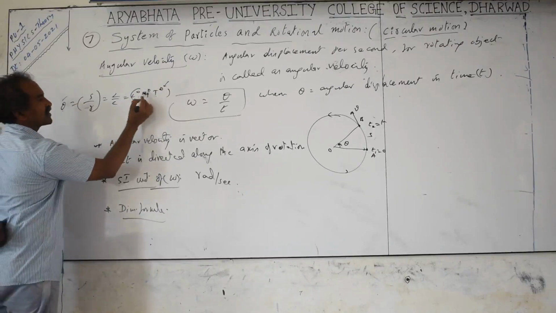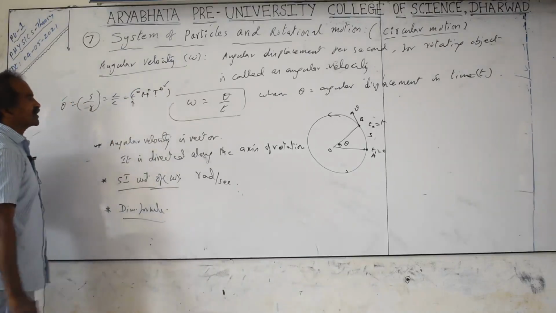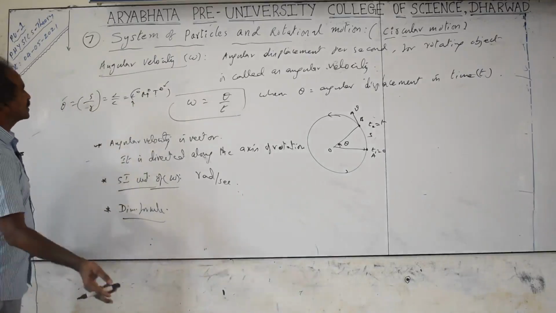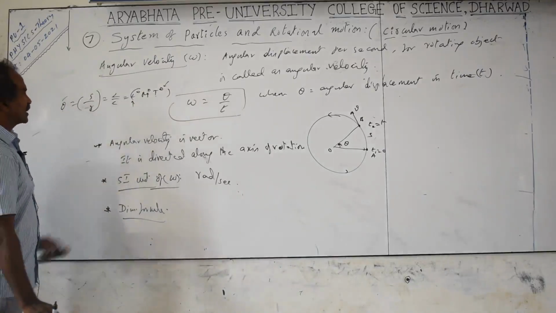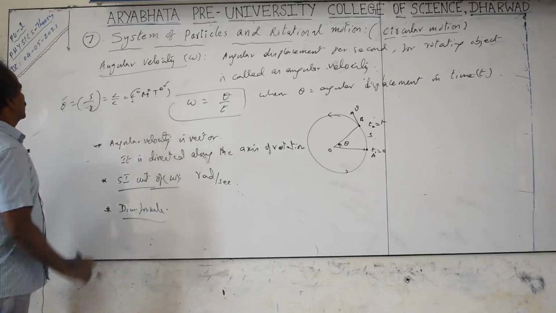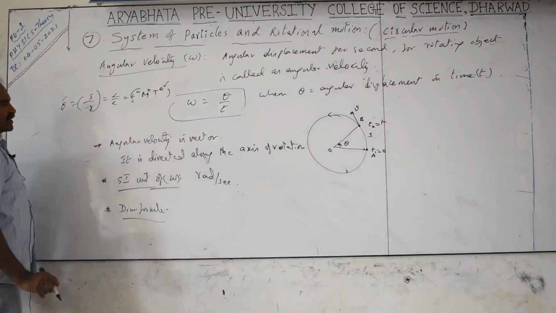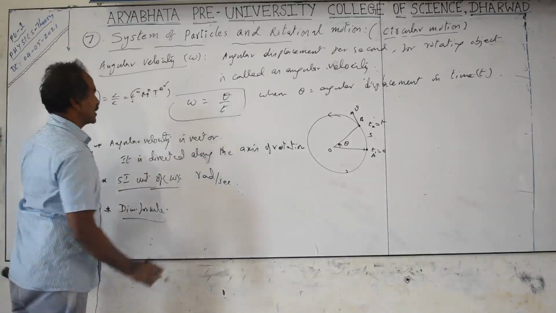Theta doesn't have dimensions, meaning the powers are taken as 0 for the fundamental quantities length, mass and time, and other physical quantities like current also, but here they do not depend on that. So theta doesn't have dimensions, but time has dimensions. Time is nothing but t only, but t is coming in the denominator.